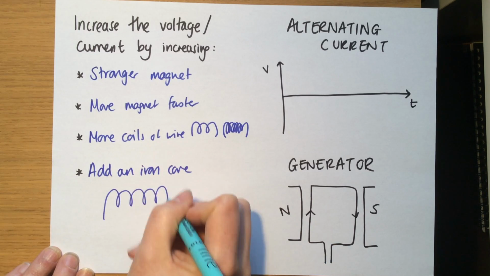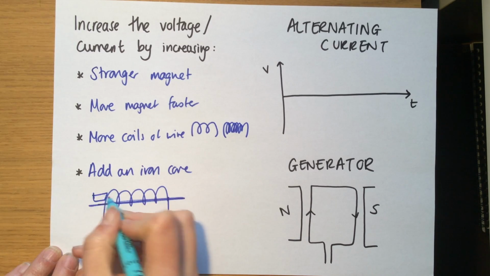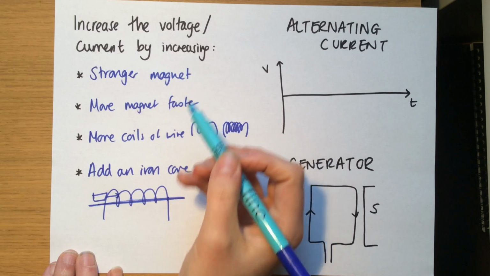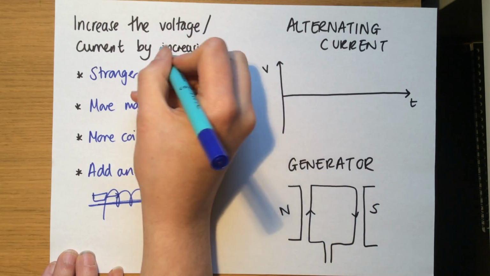So I have the coil of wire here. I add in a core of iron underneath, and then I move the magnet like that. And this amplifies the effect. Okay, so there's 4 main ways I can use: a stronger magnet, move the magnet faster, add more coils of wire, or add an iron core. I should probably get rid of that.